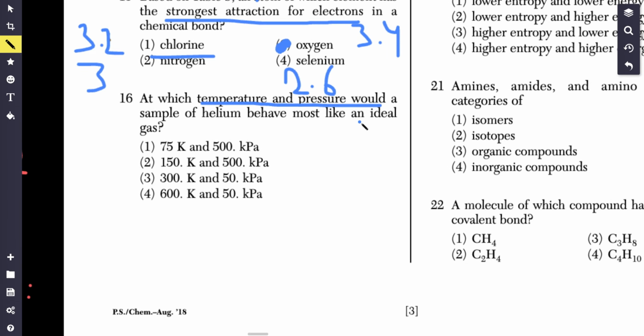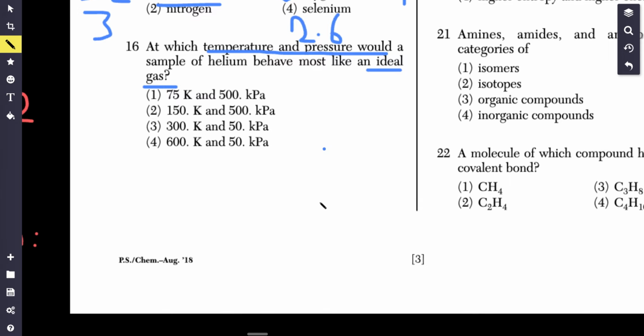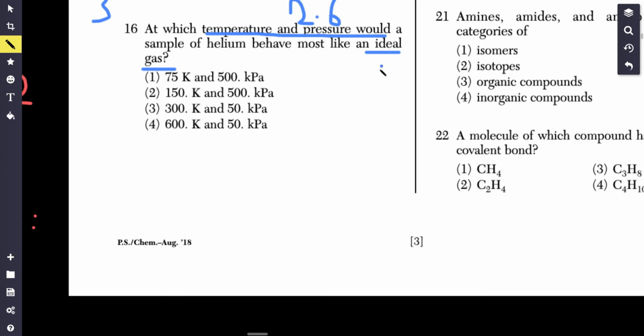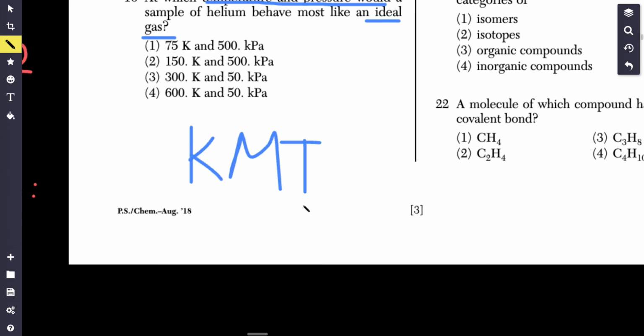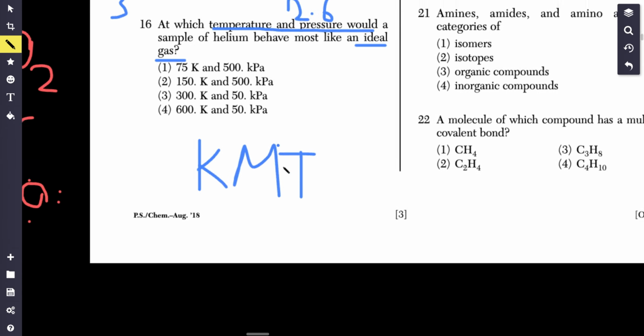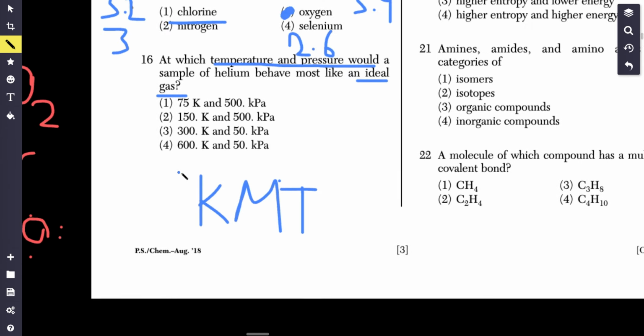Temperature, helium, most behave like an ideal gas. What do you think is the answer to this? Well, what is an ideal gas in the first place? To answer this, the ideal gas follows the kinetic molecular theory, and this is basically assumptions on how a gas should behave.